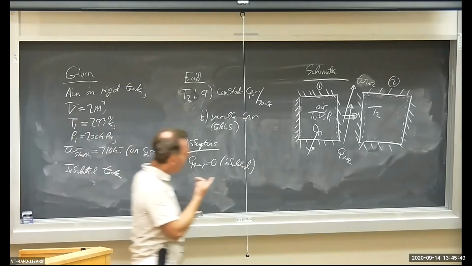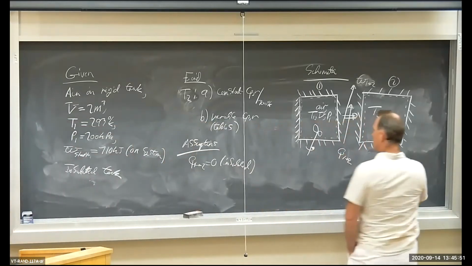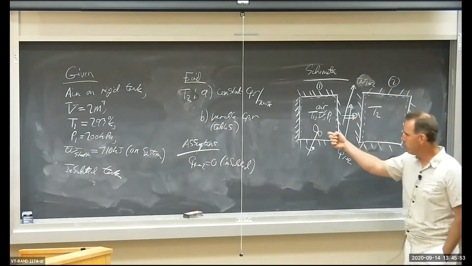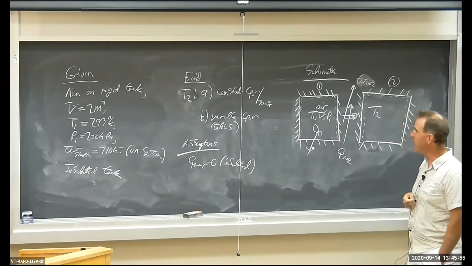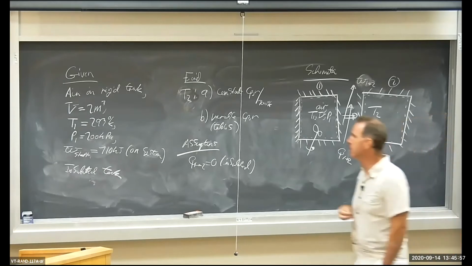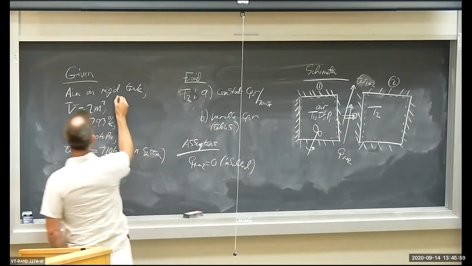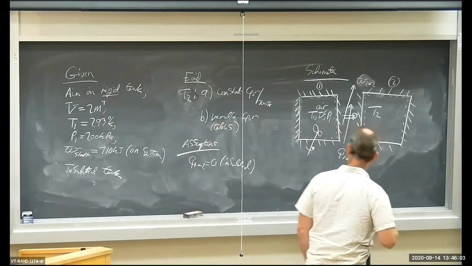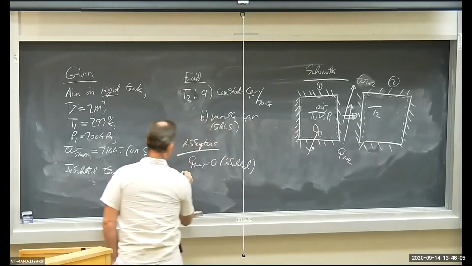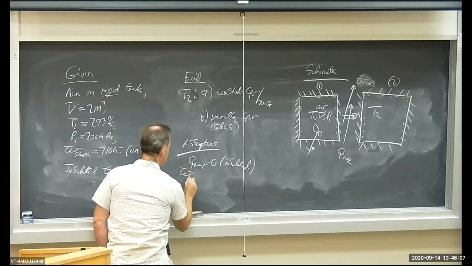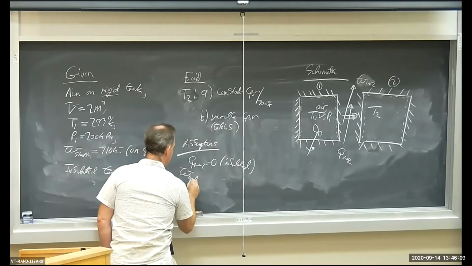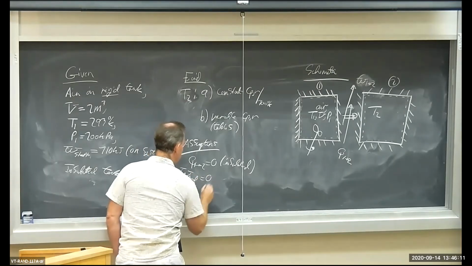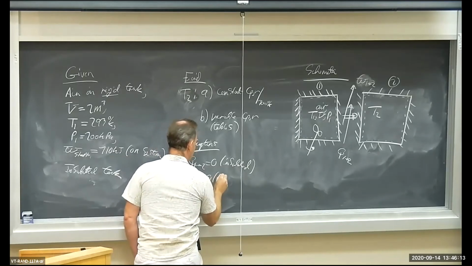Now, I don't see any wires in here. All I see is a shaft with a propeller, and it's a rigid tank. If it's rigid, it means there's no change in volume. It's an isochoric process. So W boundary 1 to 2 equals 0 because it's isochoric.